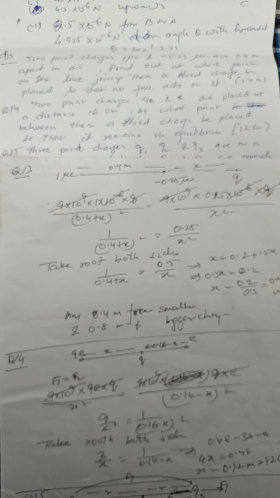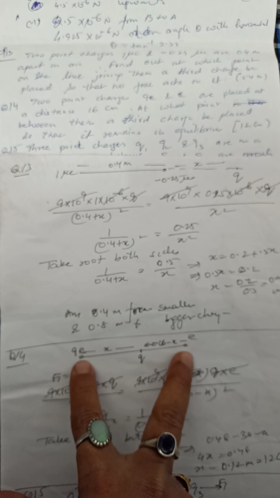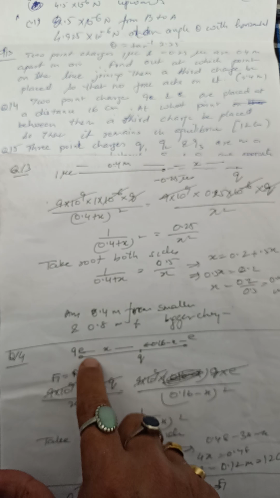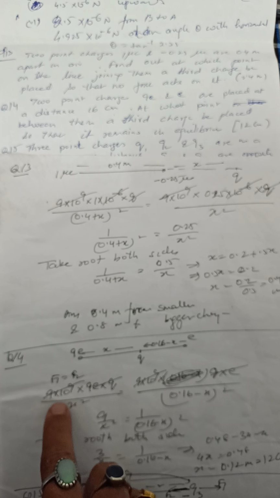Now we come to question number 14. 2 point charges 9e and e are placed at a distance of 16 centimeter. At what point between them a third charge be placed so that it remains in equilibrium? The solution is here. One charge is 9e, other is e. Both are positive. When the sign is not given, we can take that both are positive. Distance is 16 centimeter. When the charges are positive, the null point will be somewhere between them. Distance is x from one side, 16 minus x from the other side.